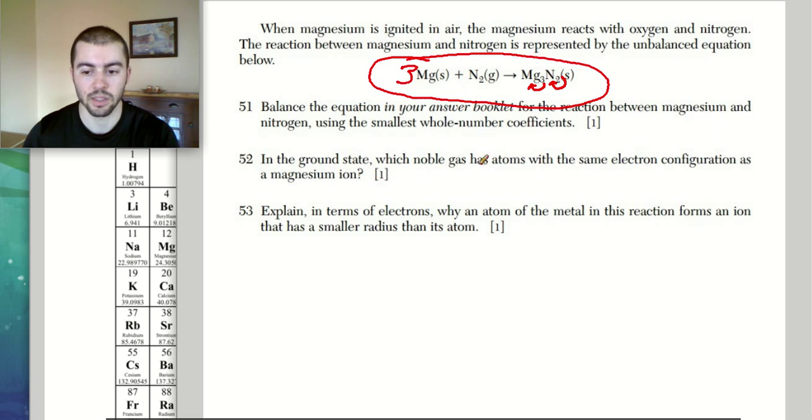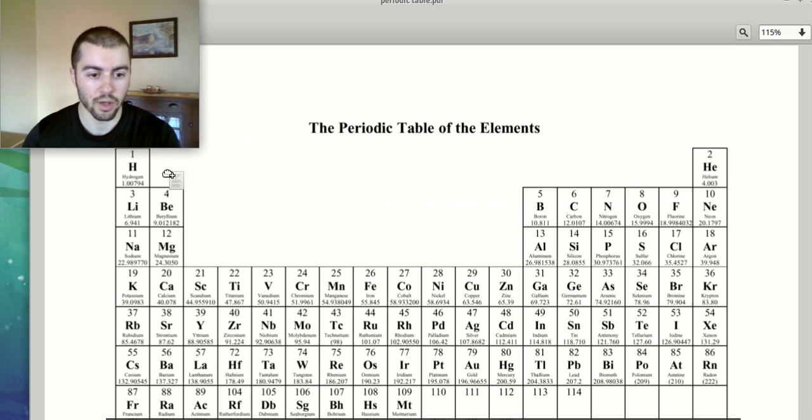For 52, it asks us which noble gas would have the same number of electrons as this magnesium ion. So if we look at magnesium in the periodic table, we can see where it would fall. So we have magnesium over here, it's a group 2 element. So if we think about how magnesium would want to form an ion, well, we know that ions like to be in noble gas configurations.